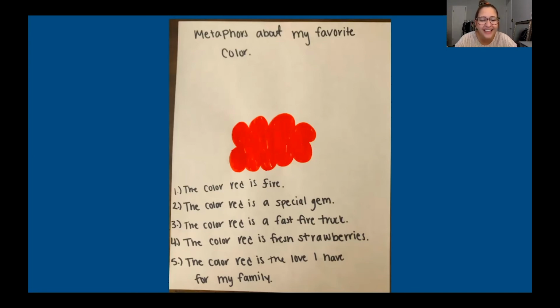And then lastly, the color red is the love I have for my family. So also when I think of the color red, I think of love. And I know that hearts are usually red and on Valentine's Day, everything is red and pink. And so I thought of love. And so I thought that red is a color that shows the love for my family. So that one is also a little bit different, a little bit more. That's something I had to think of.